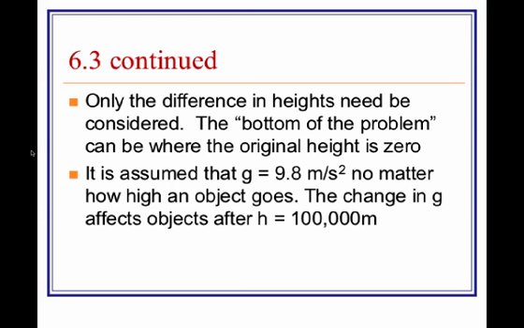We will always keep the acceleration due to gravity, g, as 9.8 meters per second squared, because this really does not change at all until heights beyond 100,000 meters.